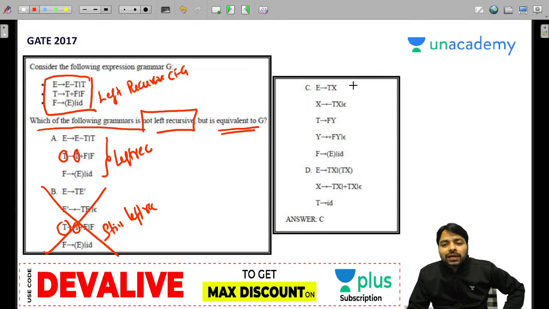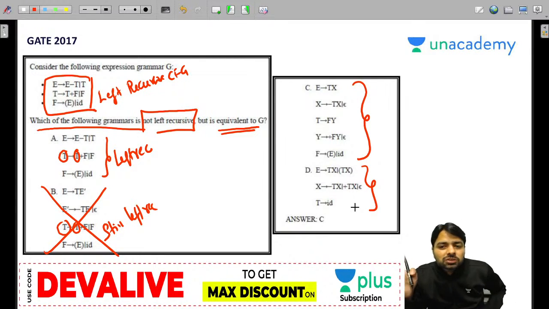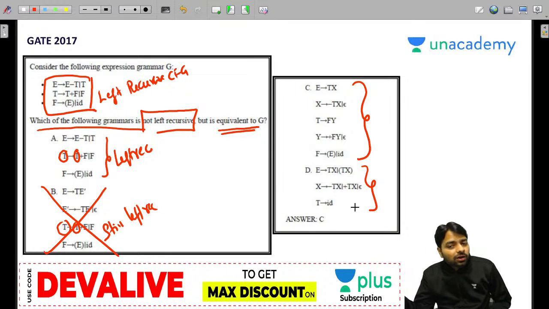Now you have to look at this one and this one. Which one is the right one? In this one, left recursion is not visible. So you need to apply your knowledge. Remember that. So now I'm trying to do it.